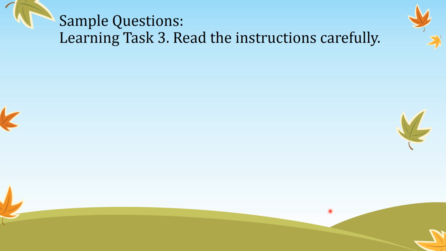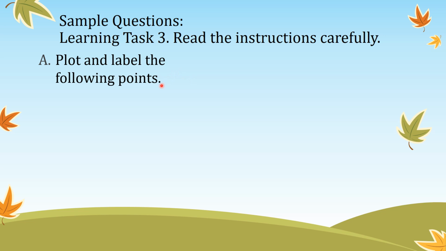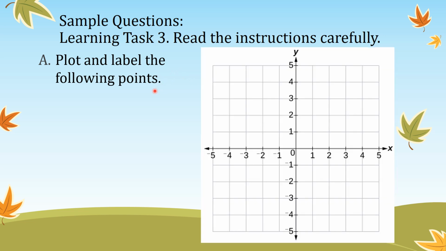Sample questions, learning task 3. Let us have plot and label the following points. So we only have 3 examples for this. So this is our Cartesian plane. So given tayo ng ordered pair na 0, 5. So magka-count lang tayo ng 0 sa x-axis, 5 sa y-axis, upward kasi positive. So, ito na yung 0 natin sa x-axis. Then, we have 1, 2, 3, 4, 5. So, this will be the location of our point, 0, 5.